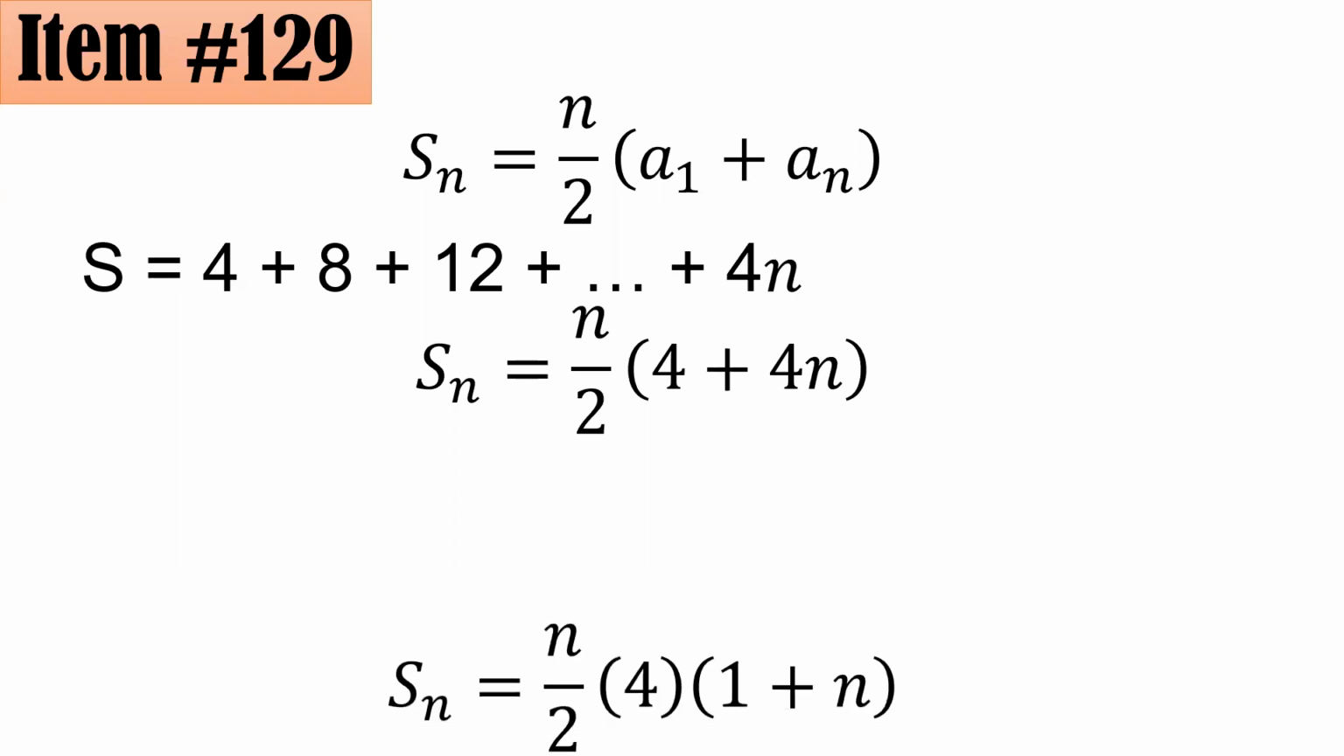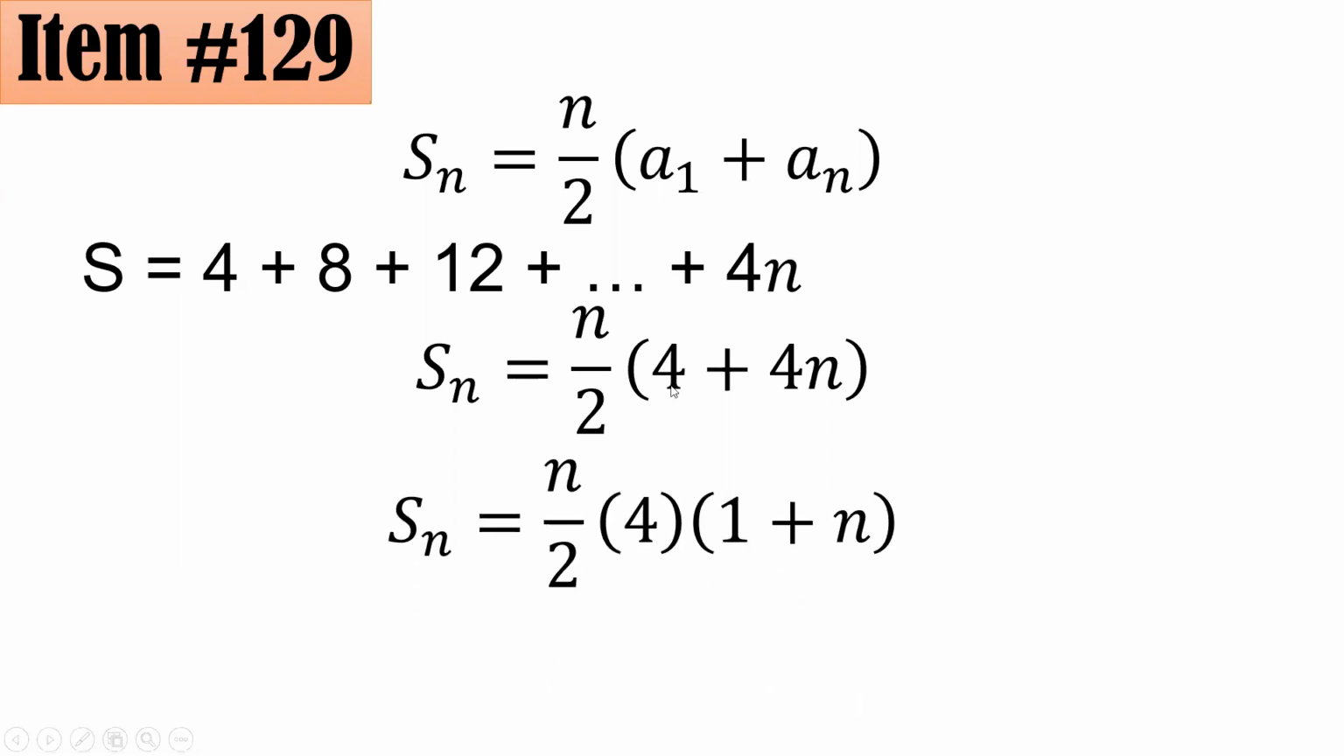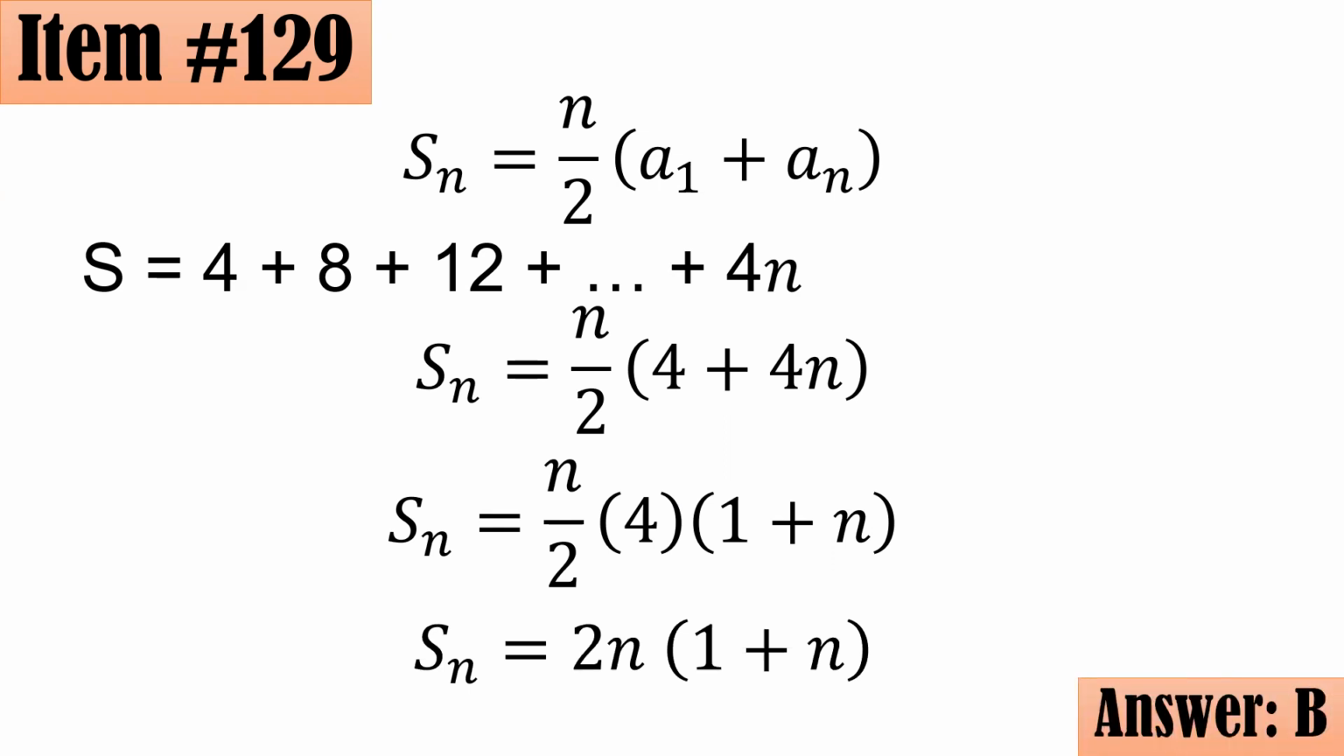Tapos, pero kung inyo pong mapapansin, sa 4 plus 4n, meron po tayong GCF na 4. That's why I factored out 4. 4 divided by 4 is 1. 4n divided by 4 is n. And from here, yung n over 2 times 4, 4 over 2 will be 2. At saka 2 times n po, that will be 2n here sa labas. At yung nasa loob ay magiging 1 plus n. So letter B is the correct answer.